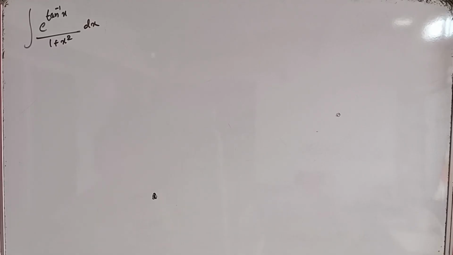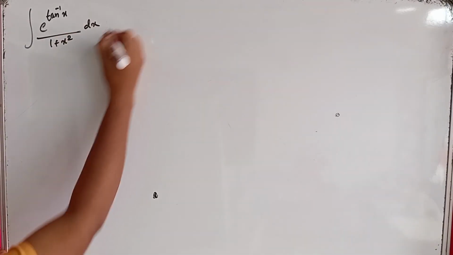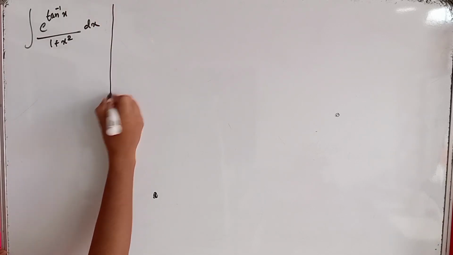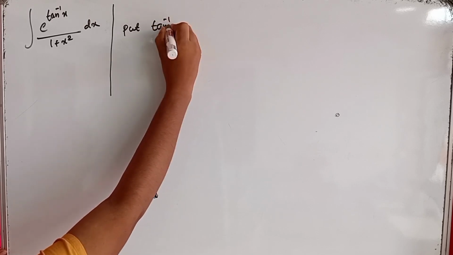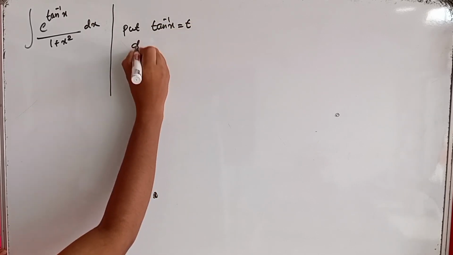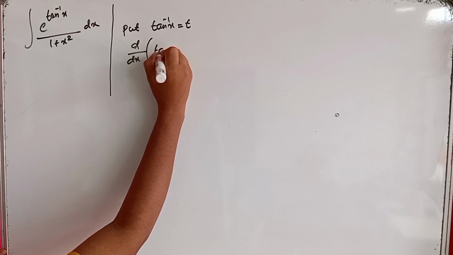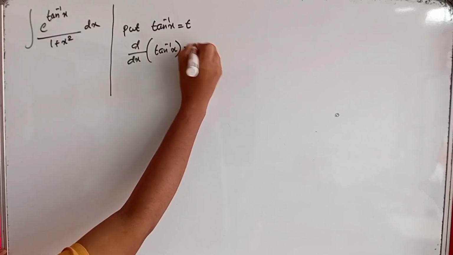Okay. The next question, integrate the function e raised to tan inverse x by 1 plus x square dx. Here also we put tan inverse x equal to t. Now differentiate both sides. We know that the derivative of tan inverse x is 1 by 1 plus x square.